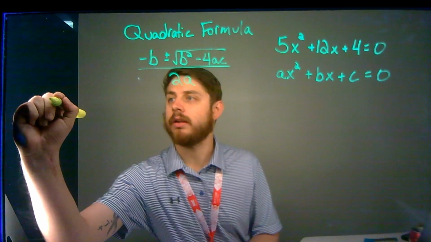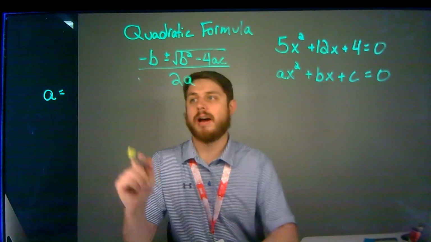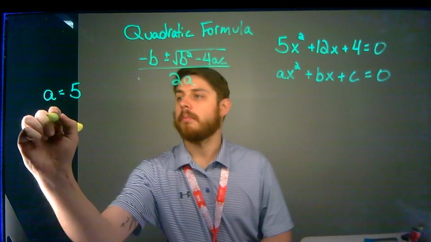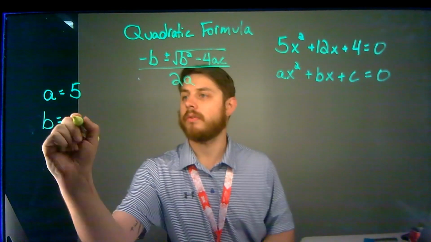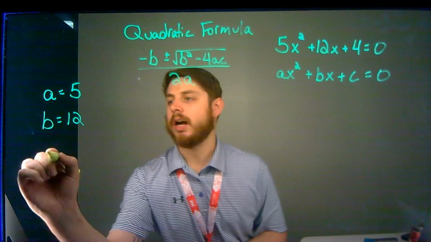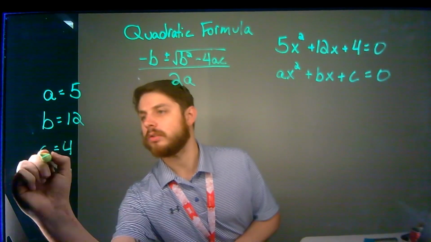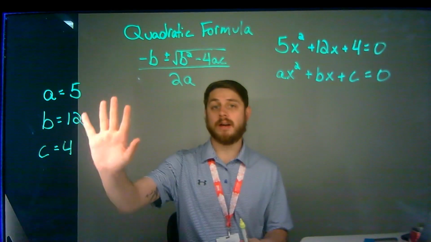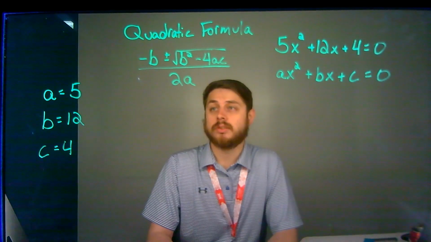So over here on the side, my a value, my a equals 5. The number that's in front of x squared. My b value is going to be the number in front of x, so 12. And then my c value is going to be the constant at the end, or 4. Now, all I'm going to do is I'm going to take these three values, substitute them into the formula, and I'm going to simplify to get my solution.